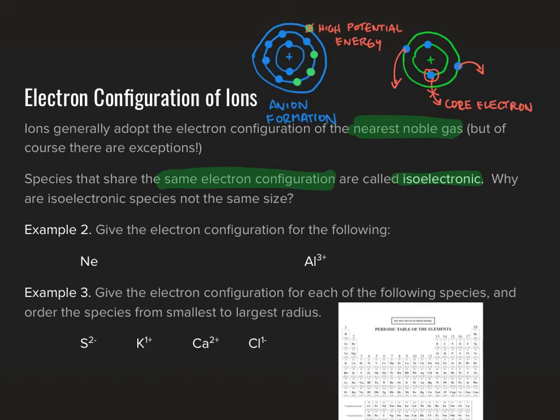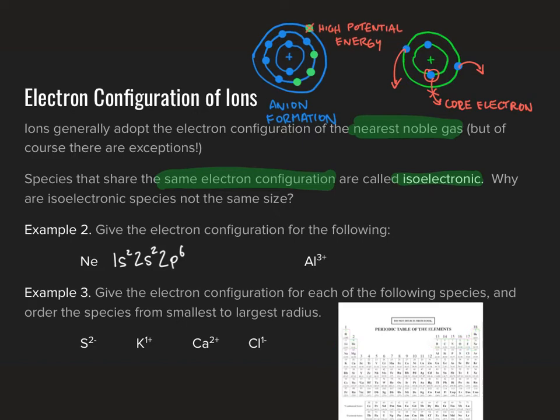To understand that, let's have a look at the example given below, Example 2. Example 2 is asking us to give the electron configuration for the following two species. The first is neon, and the second is the aluminum ion, Al3+. Looking at neon, neon is element number 10, and we can use our periodic table to get an electron configuration of 1s2, 2s2, 2p6. That is a full valence shell in the second energy level.